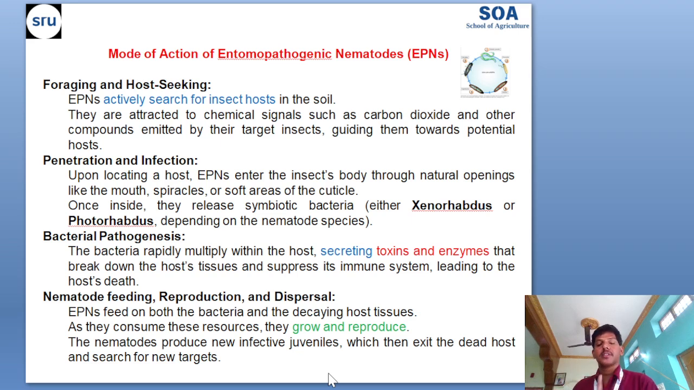Nematode feeding, reproduction, and dispersal. Entomopathogenic nematodes feed on both the bacteria and the decaying host tissues. They feed on the bacteria to carry their infectious nature, to attack the next host. And the decaying host tissue, they feed on for their development and reproduction. As these nematodes consume these sources, they grow and reproduce. The nematodes produce new infective juveniles which exit the dead host and search for new targets.